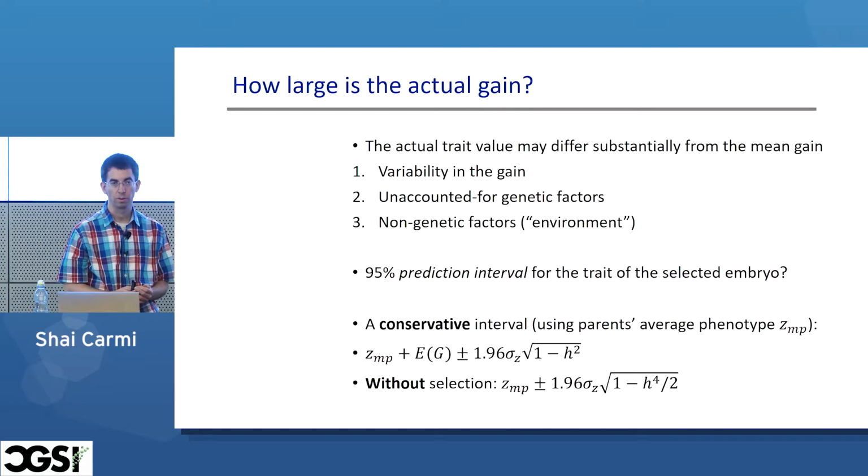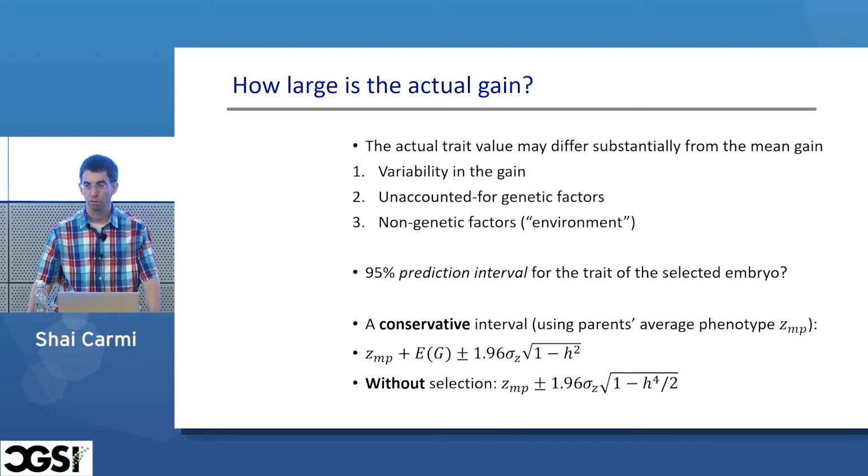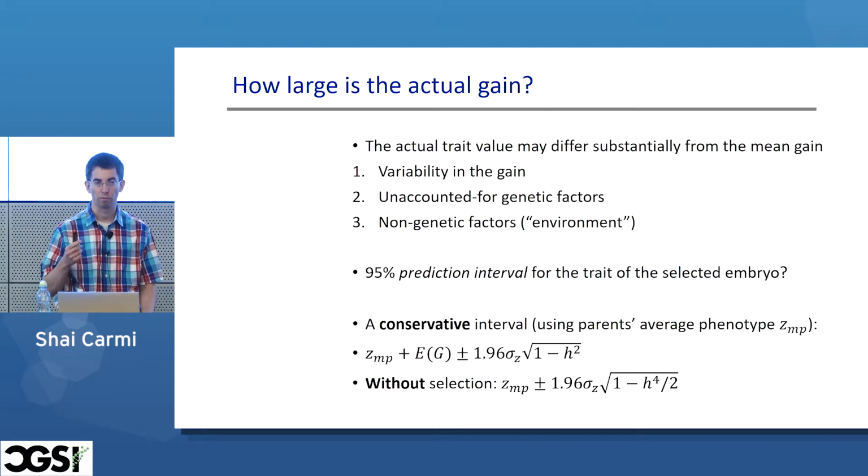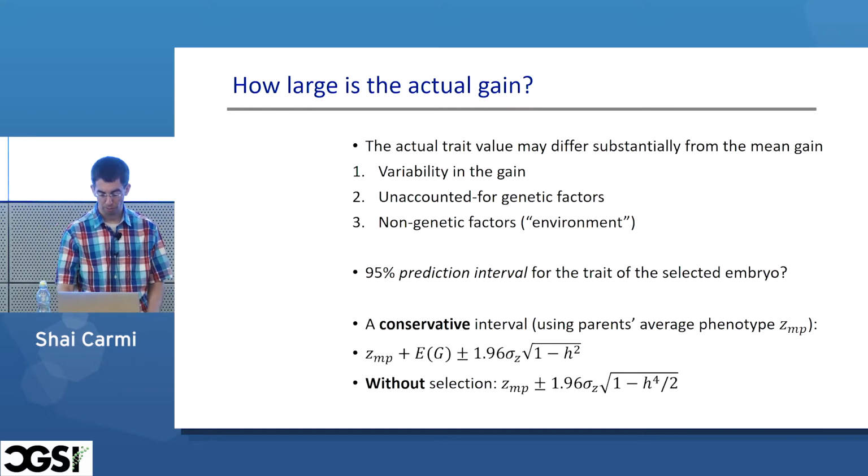This should be compared to what we expect without selection. This was also in Peter Visscher's talk. He mentioned that if we know the average of the two parents, then the variance explained by just that alone is h to the power 4 divided by 2. So this is what we get without selection.